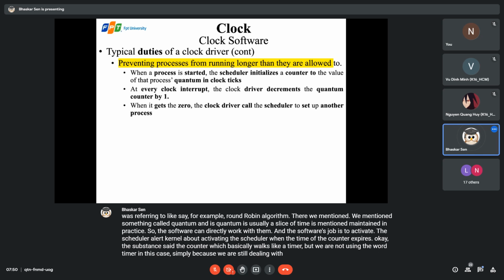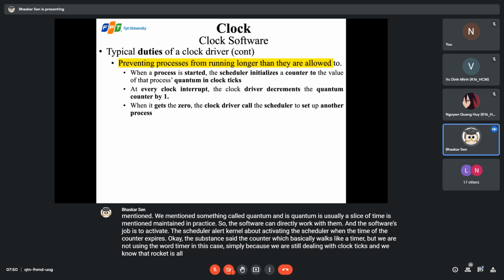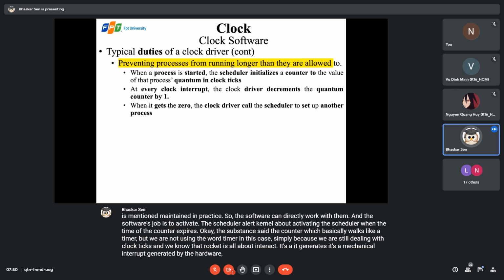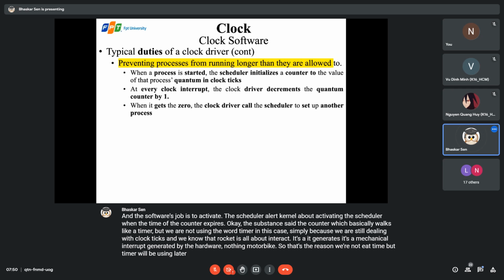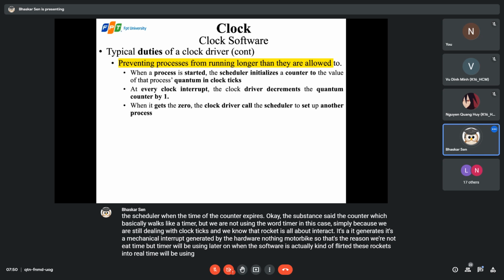And we know the clock tick is all about interrupts. It's a mechanical interrupt generated by the hardware, nothing more than that. So that's the reason we're not using the word timer. But we'll be using the word timer later on, when the software has actually converted these clock ticks into real time.